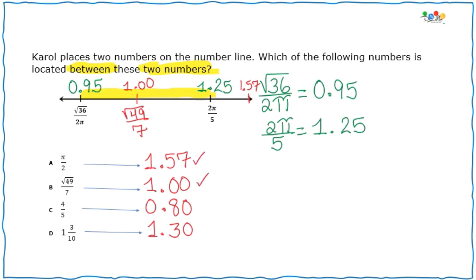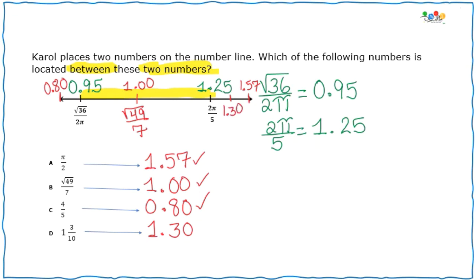So we did the first two. What about 0.80? That would be before 0.95, right? Yes, because 80 cents is less than 95 cents. So we'll go ahead and place it right over here. What about the last one? 1.30, $1.30. It is more than $1.25, but less than $1.57. So we'll write it down right here.